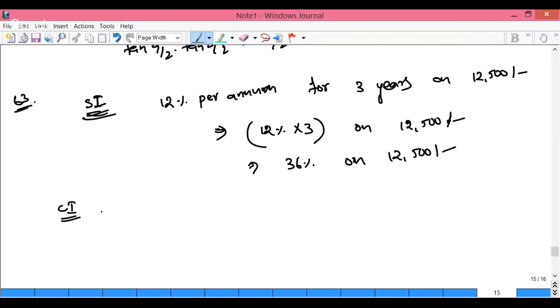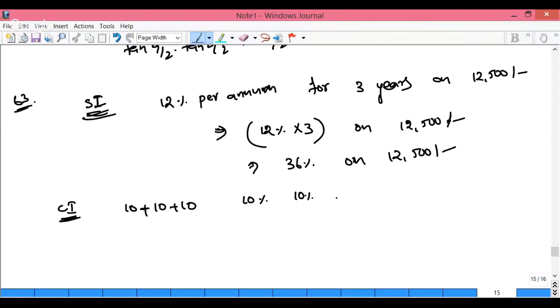Now, for compound interest, it is given 10% per annum compounded annually. Chandu borrowed the same amount for the same time period at 10% per annum. In compound interest, it is a different case. First, 10 percentage increase, and for the second year, it will increase again 10 percentage on that compounded amount.